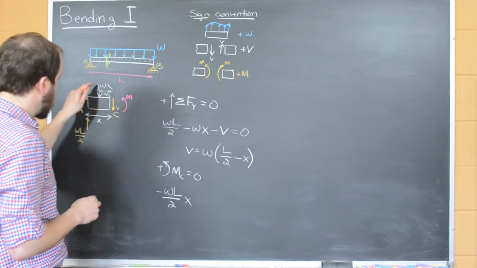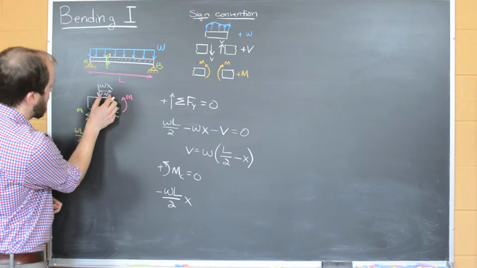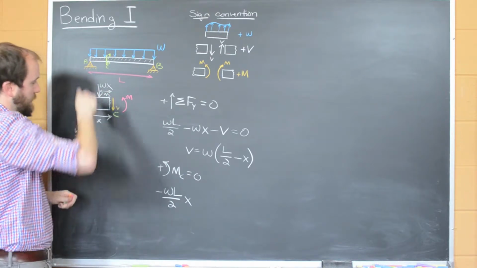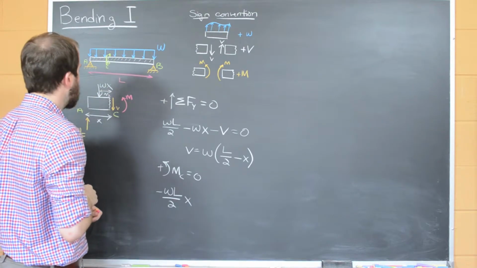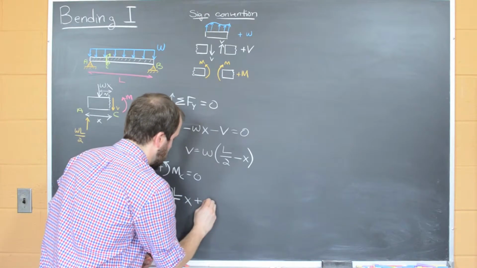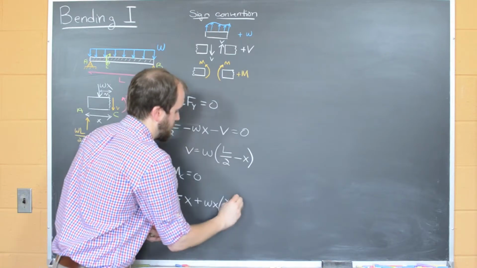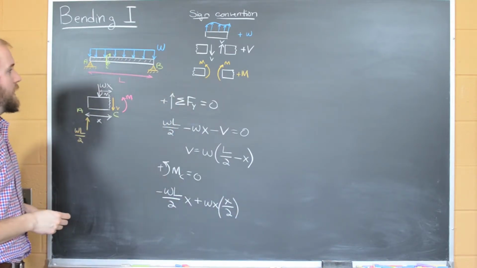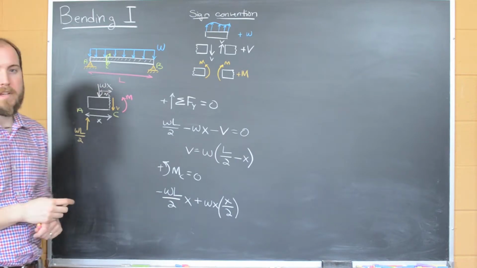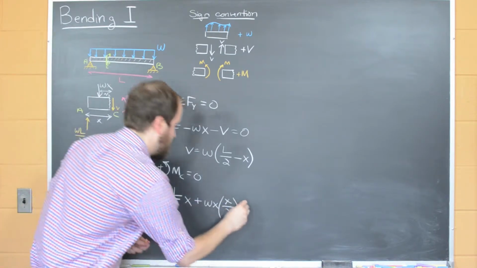We're going to have our wx here, and that's occurring at a distance x over 2. That's going to cause a positive counterclockwise rotation, so we'll end up with positive wx times x over 2. And by the way we drew our moment here, we're going to have a positive moment.